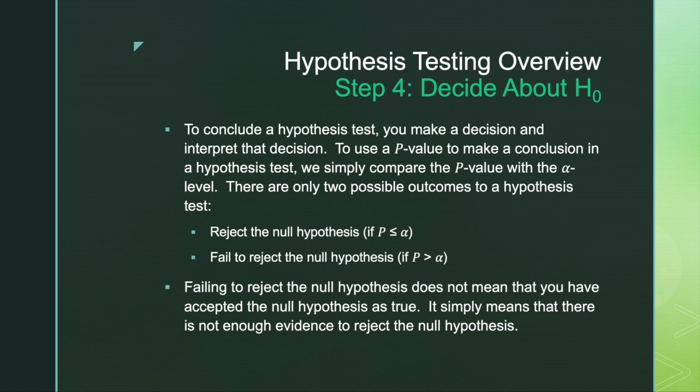Once we get that p-value, we like to compare that to the alpha level, okay? So if the p-value is smaller than the alpha level, then we're going to reject the null hypothesis. And that's because small p-values, nobody wants them, so we're going to reject. If the p-value is larger than the alpha level, then we're going to fail to reject, which basically means that we don't have enough evidence to say that the null hypothesis is incorrect.